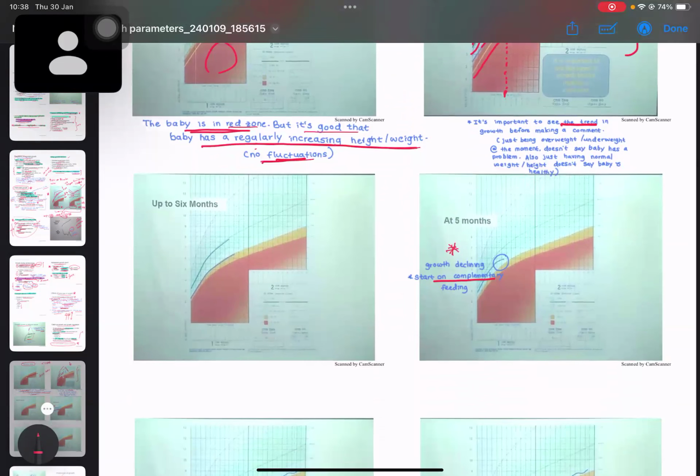It's important to see the trend. This is a trend. This graph, going in a direction, is known as a trend. See the trend in growth before making a comment.